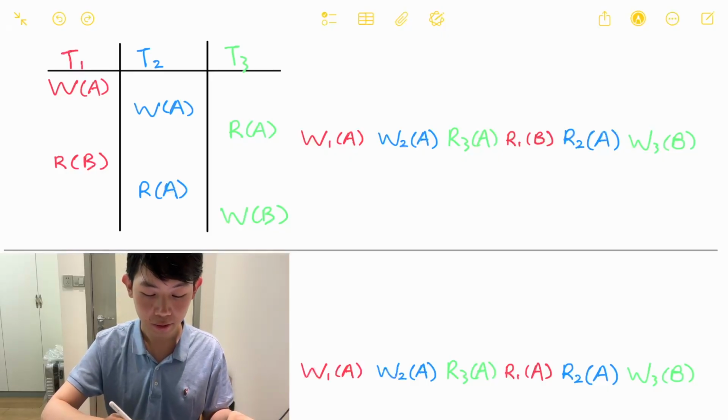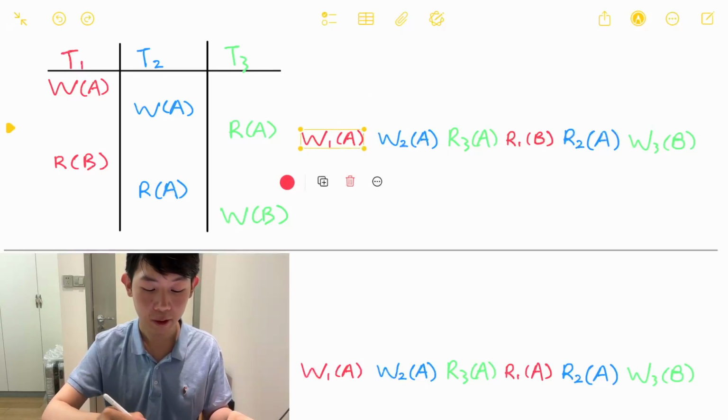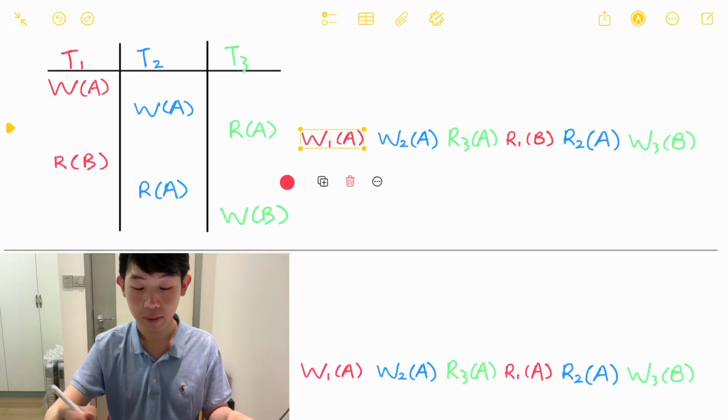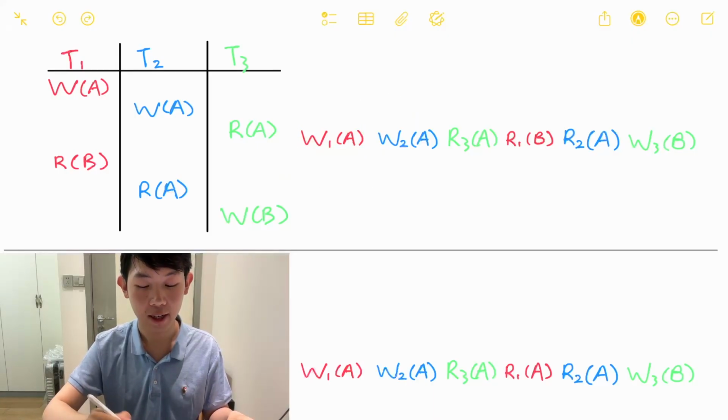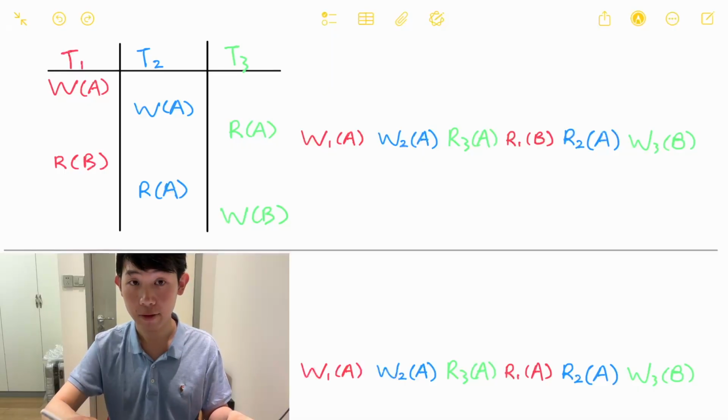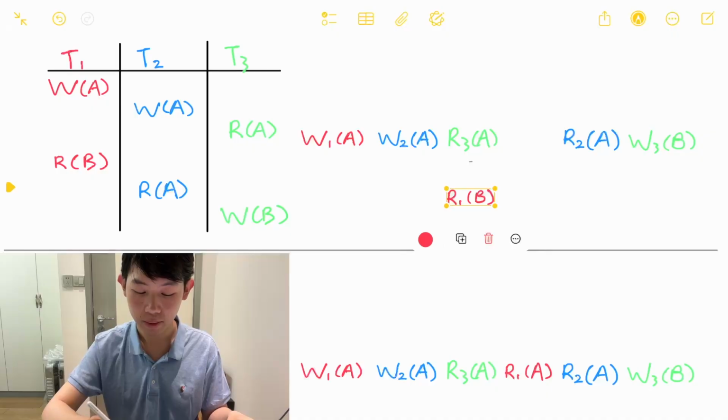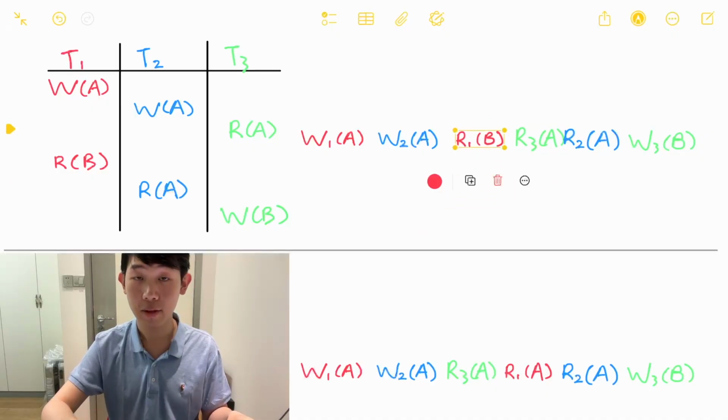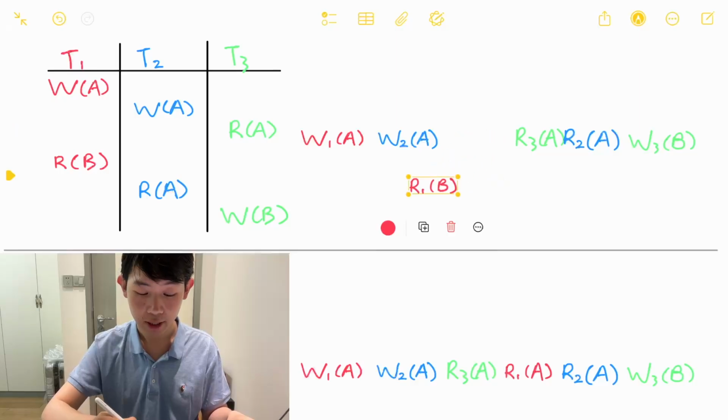Let's start with transaction 1. We want to bring these 2 tasks together, but we realize that we cannot move W1A to the right because there is a write-write conflict. So let's try this pair. They are looking at different places, A and B, so it's totally fine to swap them. And for the same reason, we can swap W2A and R1B.